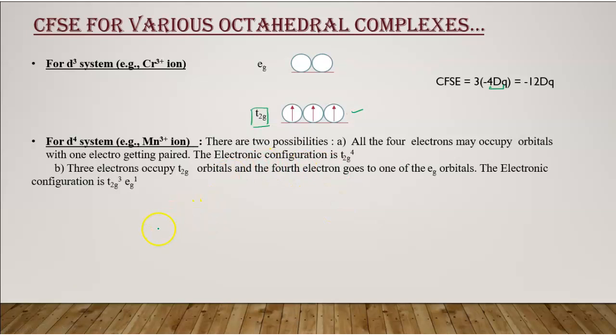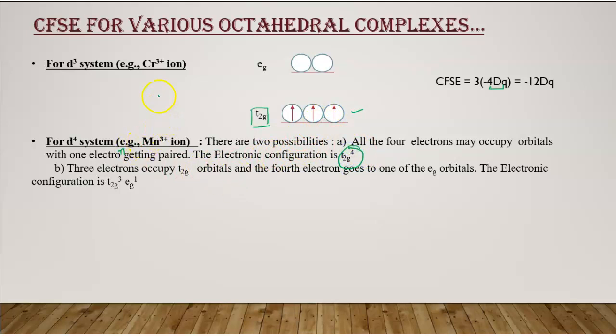We'll discuss that properly in detail. I want you to be more attentive while we are discussing D4 system particularly. You can see, as I have mentioned over here, there are two possibilities in this case. Either all the electrons may occupy your T2g orbital only, making one electron get paired. It is one electron over here. So it will result in the electronic configuration T2g4.